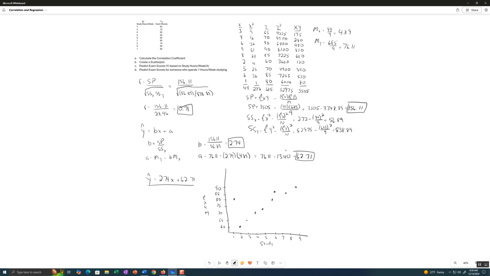If I want to draw on the line, I need 2 points. One point could be the y-intercept, where it crosses the y-axis. That's easy to find. That's a, 62.71. So I can mark that as my y-intercept here. Somewhere here, I'll make an X. And I want a point on the other side of the curve. So let's do 8. Take 8, plug it into the regression line.